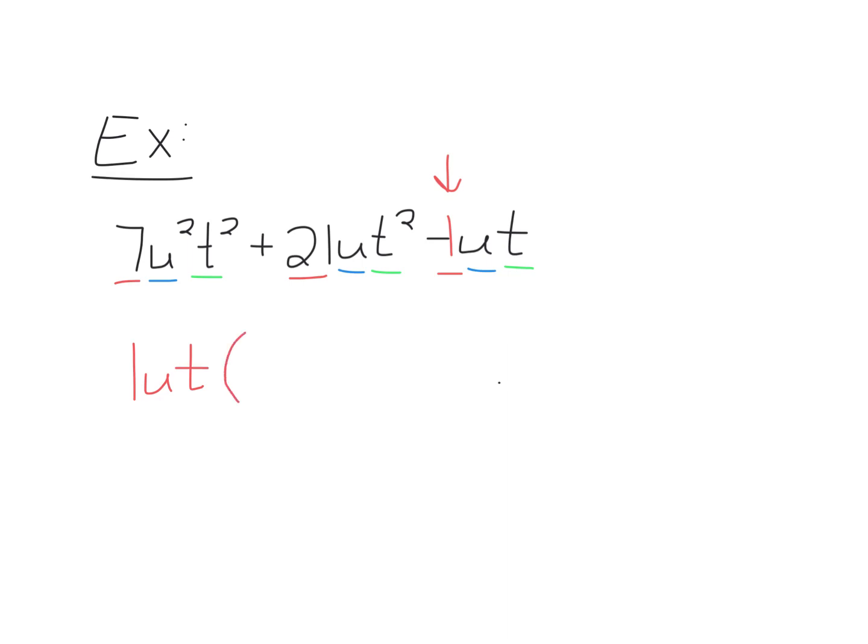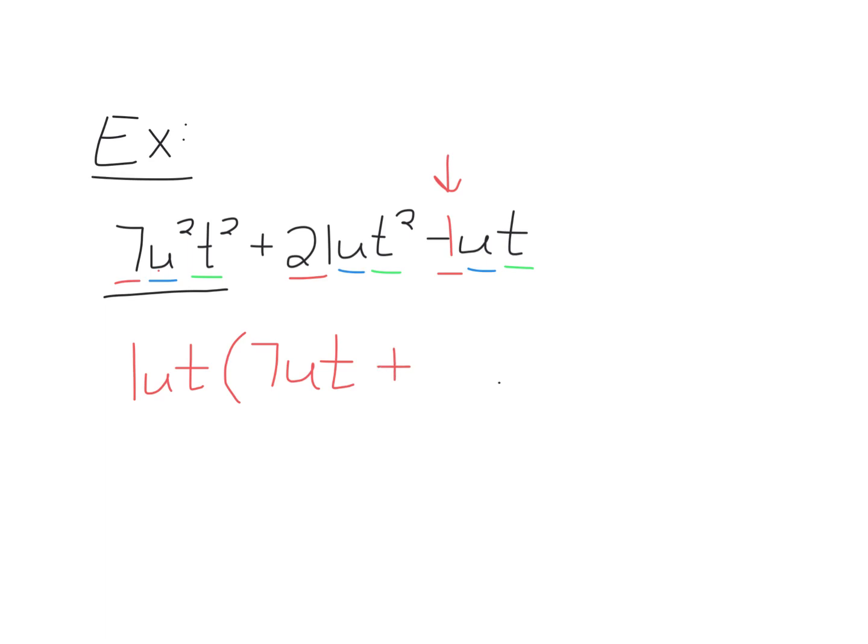So now we're going to start our factoring, or our reverse distribution. Take it one term at a time. I'm going to look at this one first. What's 7 divided by 1? 7. U squared divided by U, 1U. And then we have T squared divided by T, T, right? Okay, now I'm done with that one. I'm going to move on to the next one.